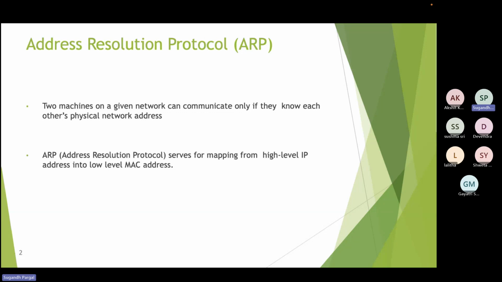Whenever two machines on a given network want to communicate with each other, they only know each other's IP address, which they receive from the network layer. But how can they communicate if they do not know the physical address? For that purpose, we have ARP, that is Address Resolution Protocol, which serves for mapping a higher level IP address into a lower level MAC address.